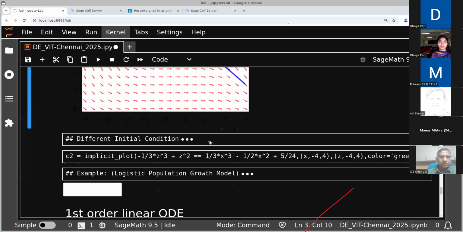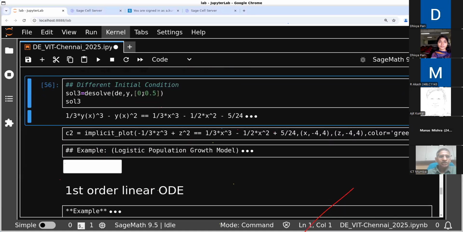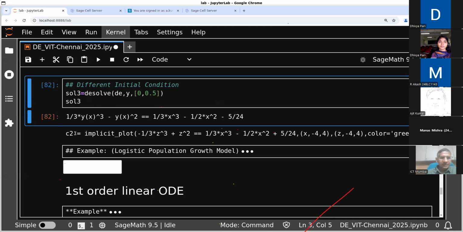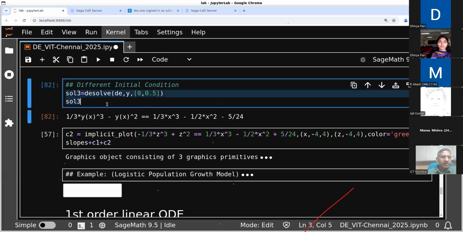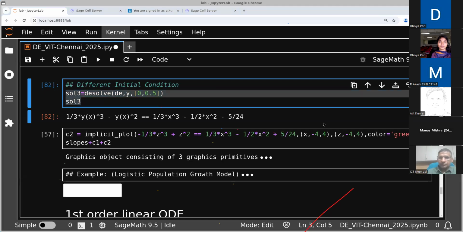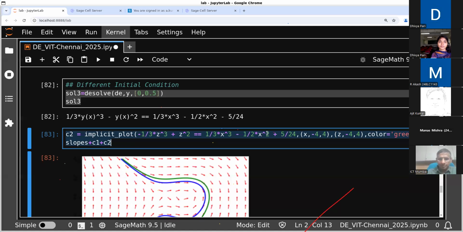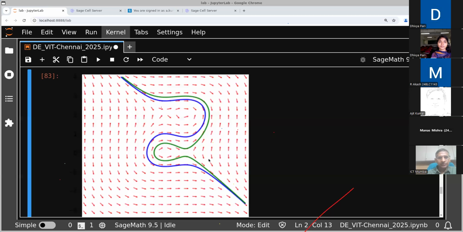Similarly, let us use another condition. Suppose y at 0 is equal to 0.5, and let us solve this and plot this one. Then you can see here the green one is the plot of the second solution. This is how it looks like, and you can see these two are not intersecting. In fact, no two solution curves will intersect. Very nice.